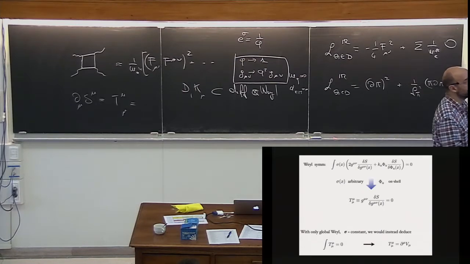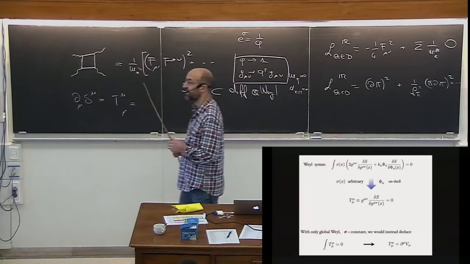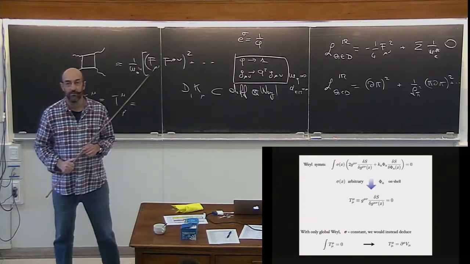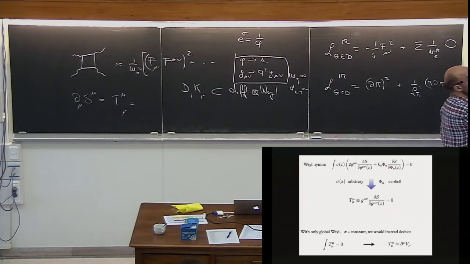Imagine that for some reason our Lagrangian only had global Weyl symmetry, okay? Rather than local, only global. That is to say, it has a symmetry, but only for constant sigma, okay? In that case, here we need to keep the integral, okay? So this is an integral over a constant, okay? Again, on shell, this drops. And what we have now is not that T mu is 0, but that the integral of T mu is 0, okay? And the integral of T mu on shell is 0. That means that on shell, T mu is a total derivative.